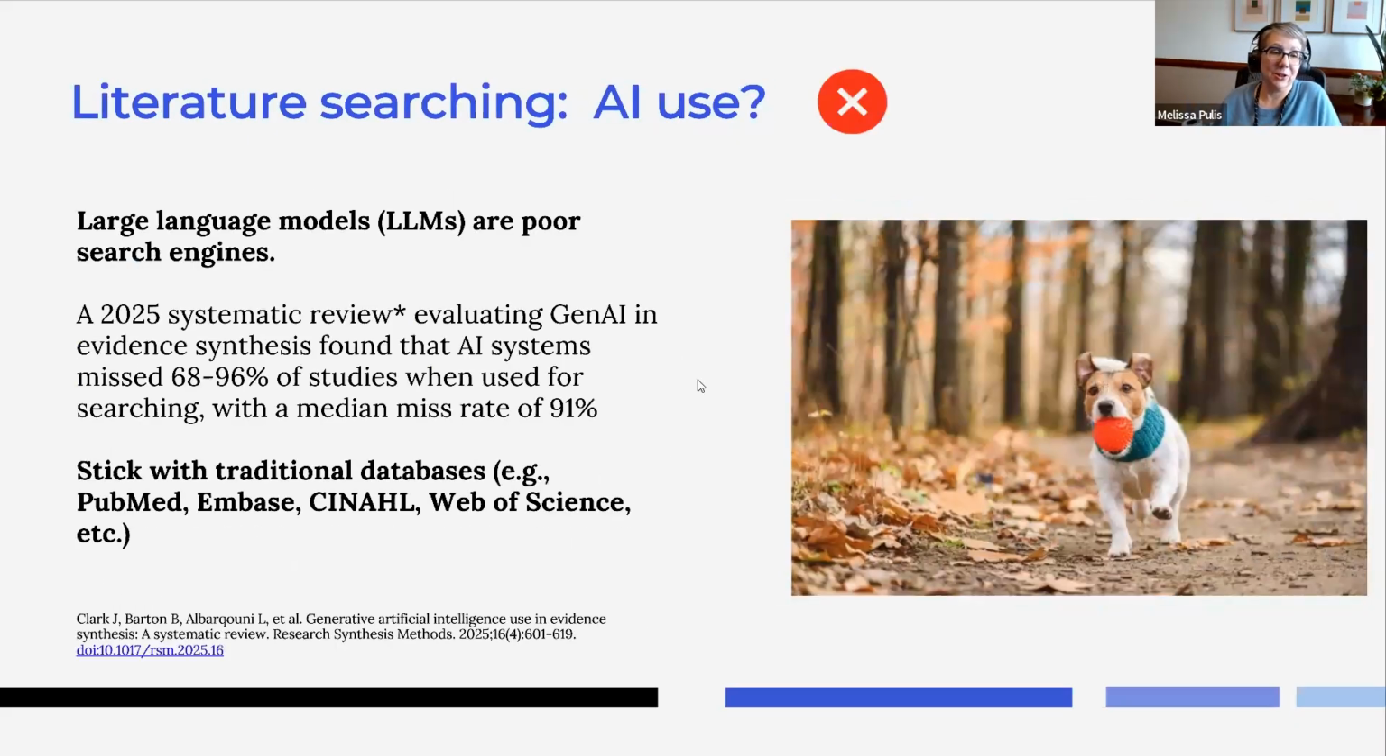Now, the next step is literature searching, which is finding those articles that you want to include in your review. And AI use in this is a hard no.